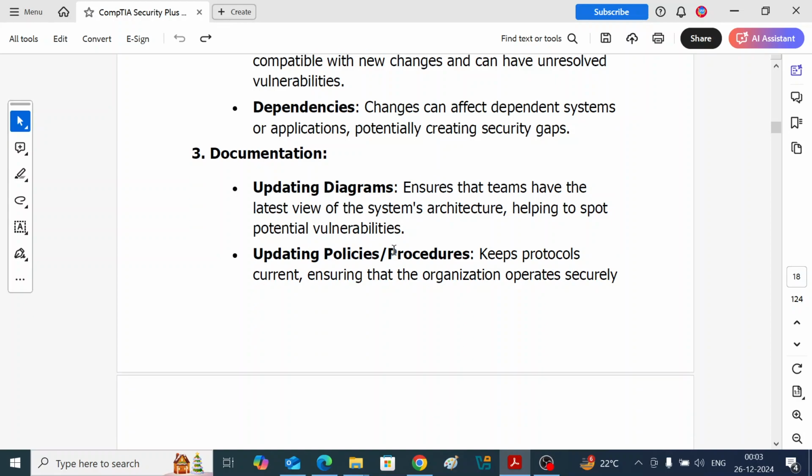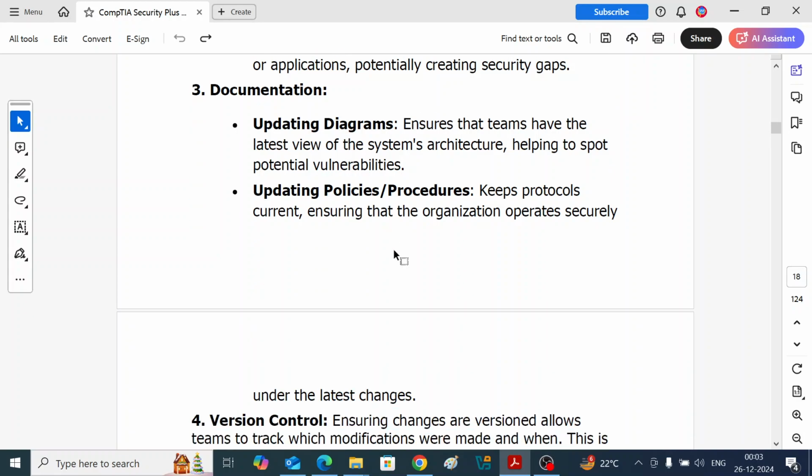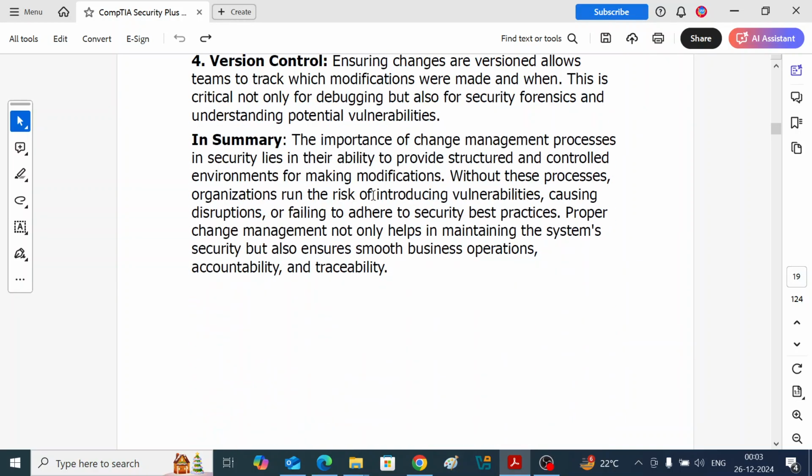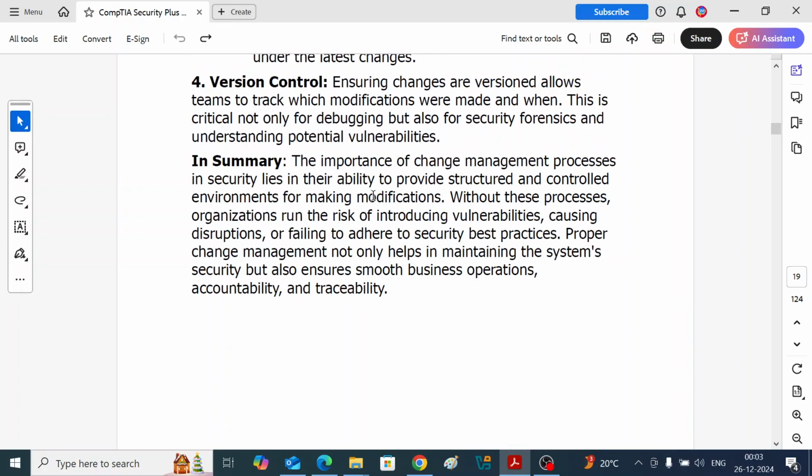Then the importance of documentation, about having documentation around the new architecture, updating policies and procedures, and then the version control document. So this sums up change management.